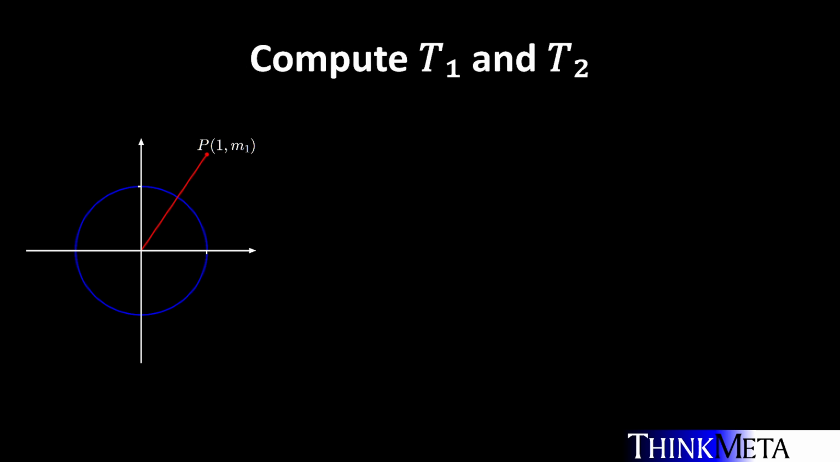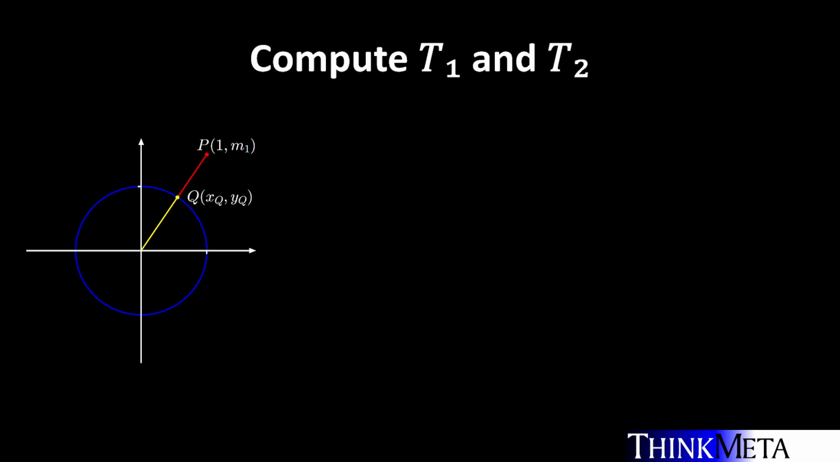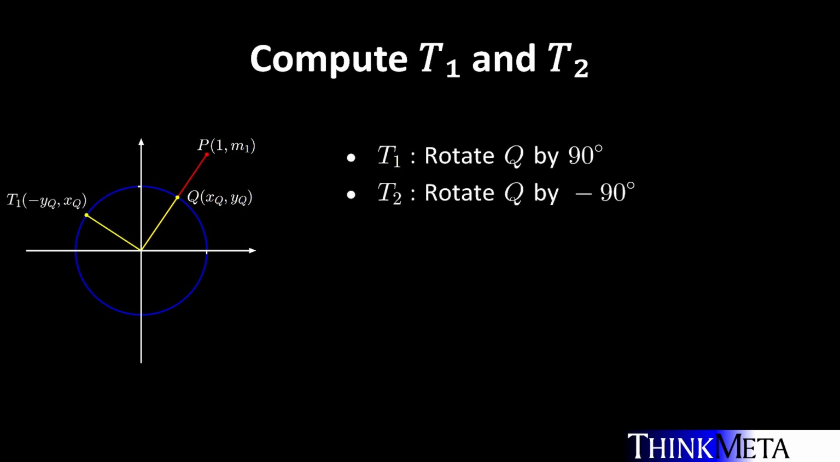Next, we find where this line intersects the unit circle. Using the intercept theorem, we get point Q. Then we rotate Q by 90 degrees to get T1 and by negative 90 degrees to get T2. In the special case where A22 equals 0, T1 is at (negative 1, 0) and T2 is at (1, 0).